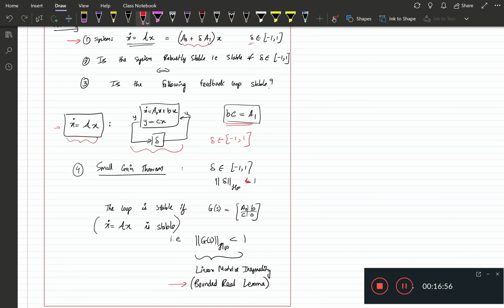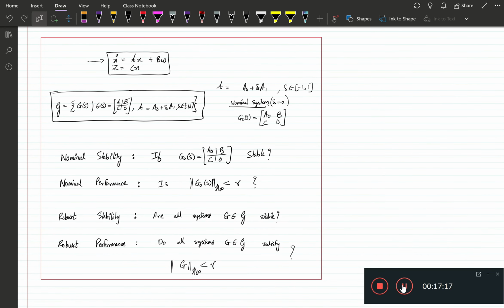And now let's have a look at the forced system case. So this was all for autonomous systems, so here we don't have an external input, but now let's have a look at forced systems and some key questions that we would like to answer in problem 21.1. So now let's look at x dot equal to Ax plus Bw and z equal to Cx, where now again A is uncertain.